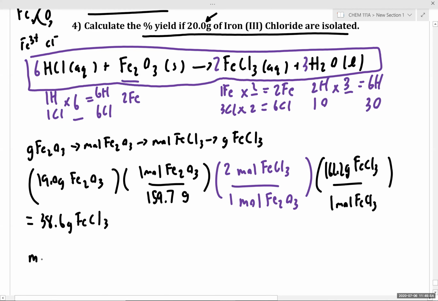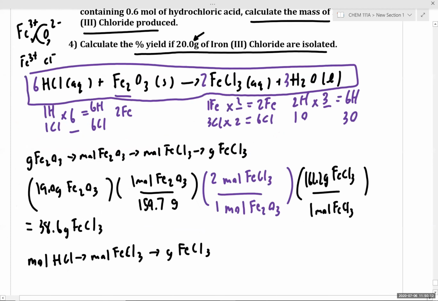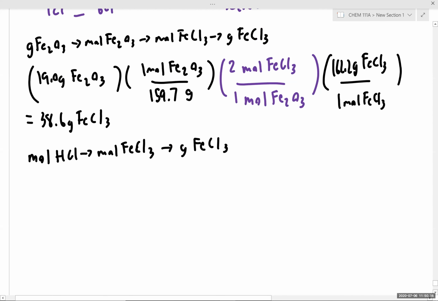Let's repeat and do the same calculation. This time we're going from the moles of hydrochloric acid to the moles of iron 3 chloride to the grams of iron 3 chloride. Given in the problem, we have 0.6 moles of hydrochloric acid.